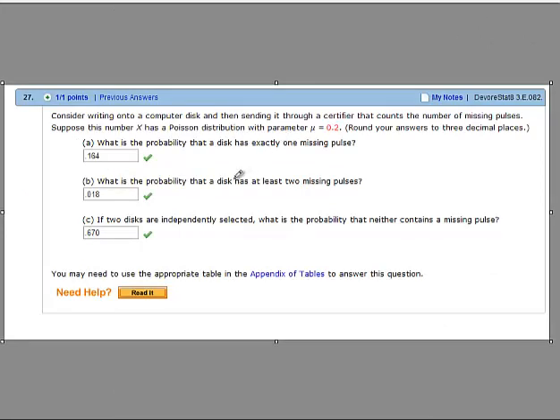Very similar to the binomial entry on your calculator. You're going to go to second distribution again, and look up Poisson PDF for this one because I want exactly 1. So PDF, and your lambda in this case, which is your mean, is 0.2. And we want to know exactly 1. Plug that into your TI-84 and you'll get 0.164.